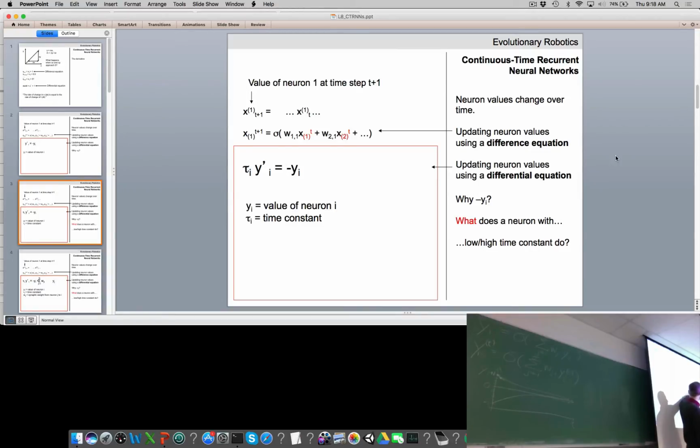This ith neuron has a particular time constant associated with it, and that time constant is on the left-hand side. So again, if you mentally divide both sides by tau sub i, you would get y prime i equals minus y sub i divided by tau sub i. I've just placed it on the left, following my colleagues, because we're lazy. We don't want to write out a fraction. We're going to write this all as just one line. So we're really dividing the negative of the current state of the neuron by its tau value.